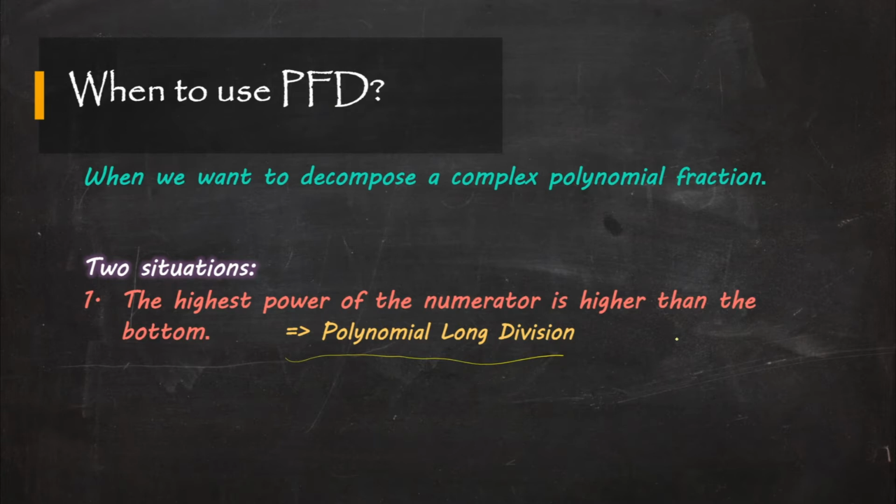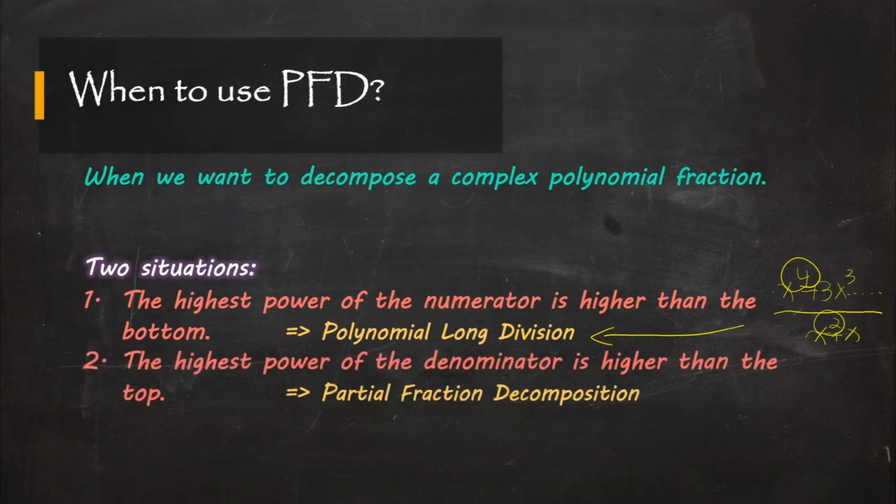For example, we have x to the fourth plus 3x to the third over x squared plus x. You see the highest power is 4, which is higher than the 2 here. So in this case, we're going to use polynomial long division to split this complicated polynomial fraction into simpler expressions.